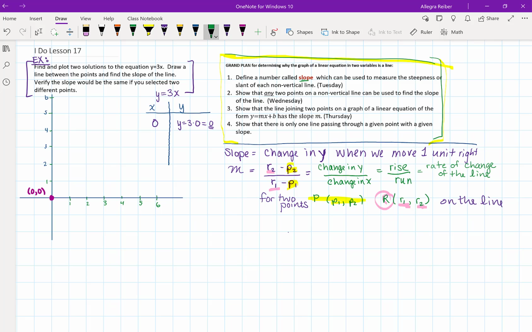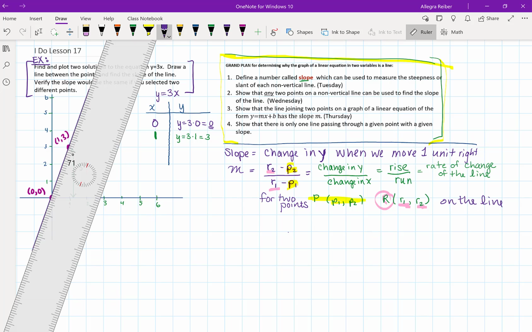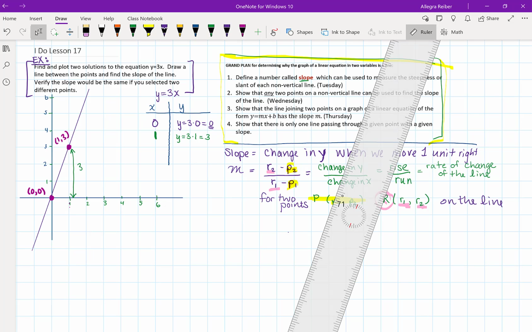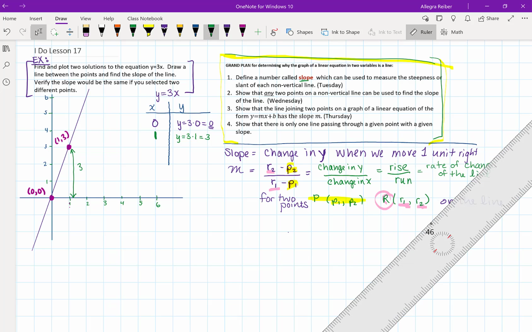The second point, I'm going to replace x with the value 1. And I notice that if x is 1, y would be equal to 3 times 1, or 3. And so I'm going to find the point (1, 3). This height here will be 3. Let's draw the line between these points. There we go. And now let's try to compute the slope of this line.